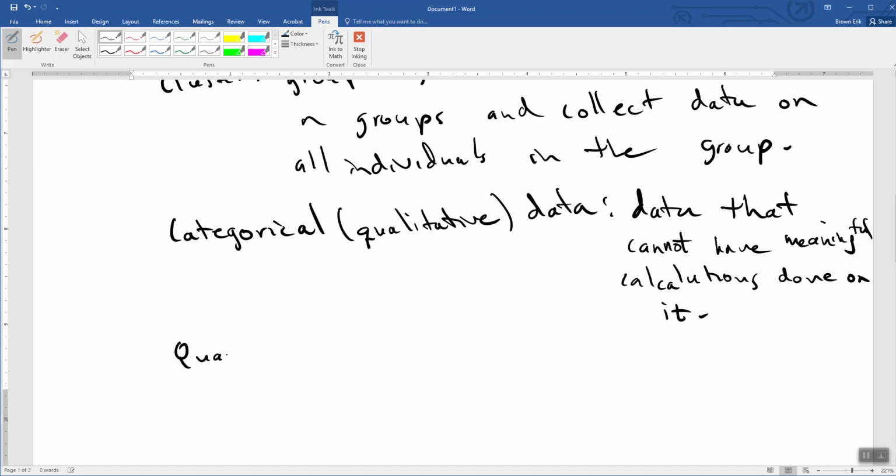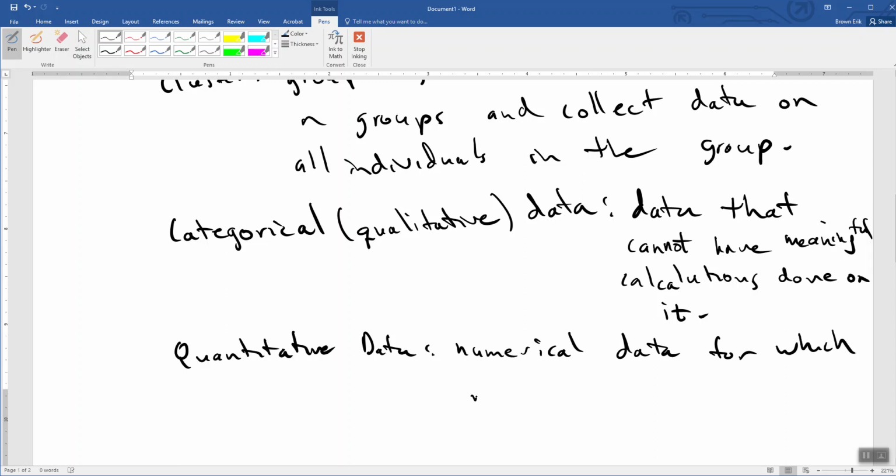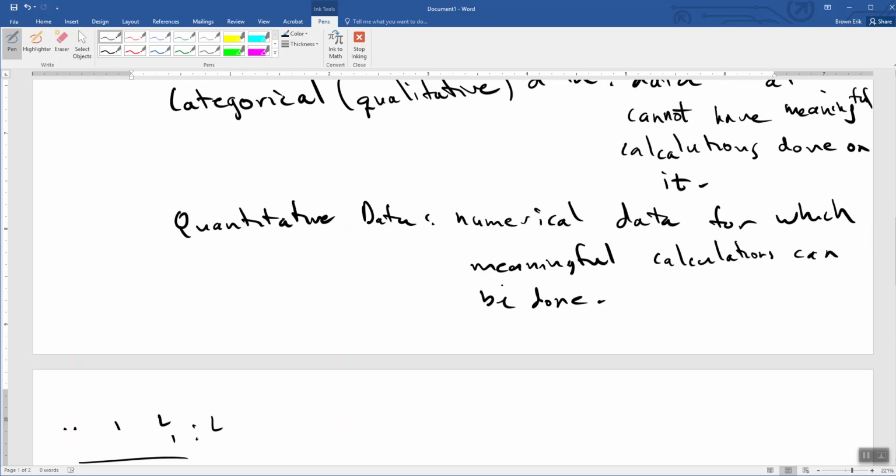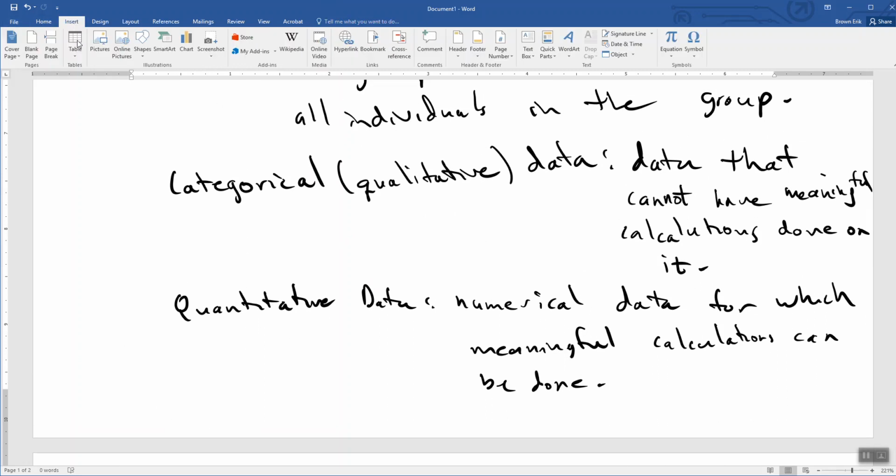Hey, there's the name of our class. And this is just numerical data. But we need to be a little more precise. Numerical data for which meaningful calculations can be done. So we can calculate a mean, a median, a mode. An example of numerical data that's categorical would be your social security number. That's just your name in terms of the government.